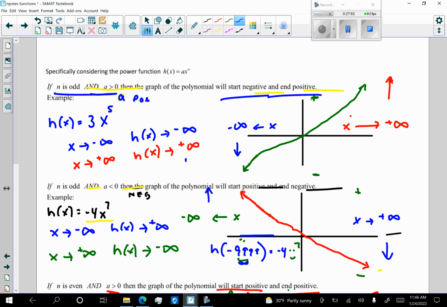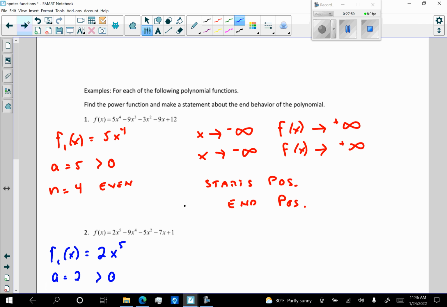So you might have to review this page. This page is going to be very important. So I'm going to make a statement. I found the power function. A statement about the end behavior is simply going to be, as x goes to negative infinity, the function goes to negative infinity. Starts negative, ends positive. If the leading coefficient is positive and the degree is odd. As x goes to positive infinity, the function goes to positive infinity.